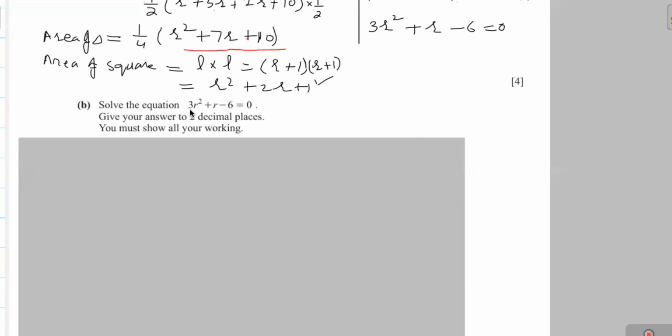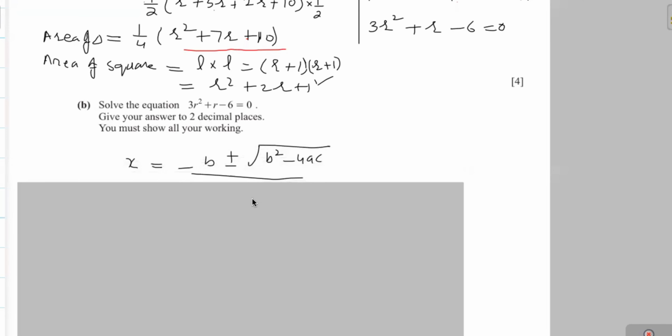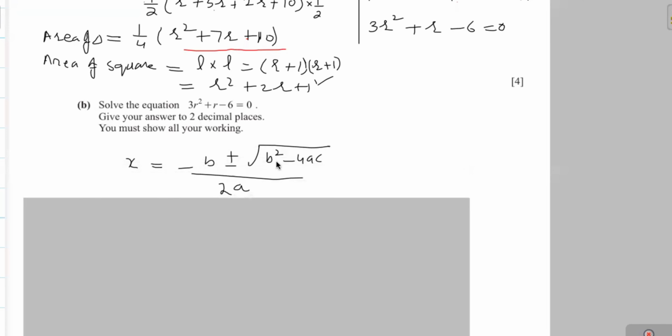Part B, solve the equation 3r squared plus r minus 6 equal to 0. Give your answer to 2 decimal places. To solve this equation, we will use the quadratic formula. The quadratic formula is x equals minus b plus or minus the square root of b squared minus 4ac, over 2a. Here a is the coefficient of r squared, this is 3. The coefficient of r is b, this is 1. And the constant is c, this is minus 6.